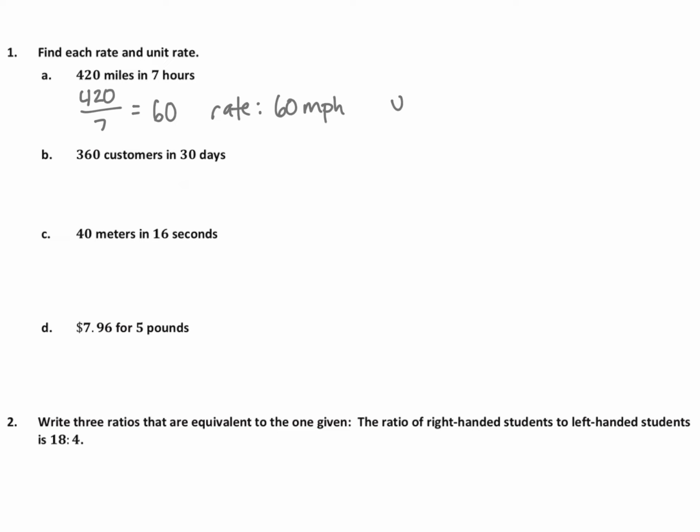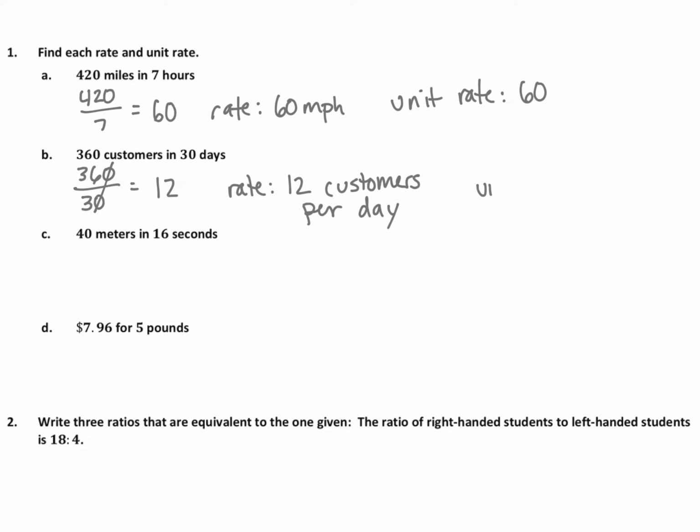In part B, we have 360 customers, and then the time goes on the bottom. We can divide out a set of 10 on each of those, and then 3 goes into 36 12 times. So the rate is 12 customers per day, and the unit rate is just 12.